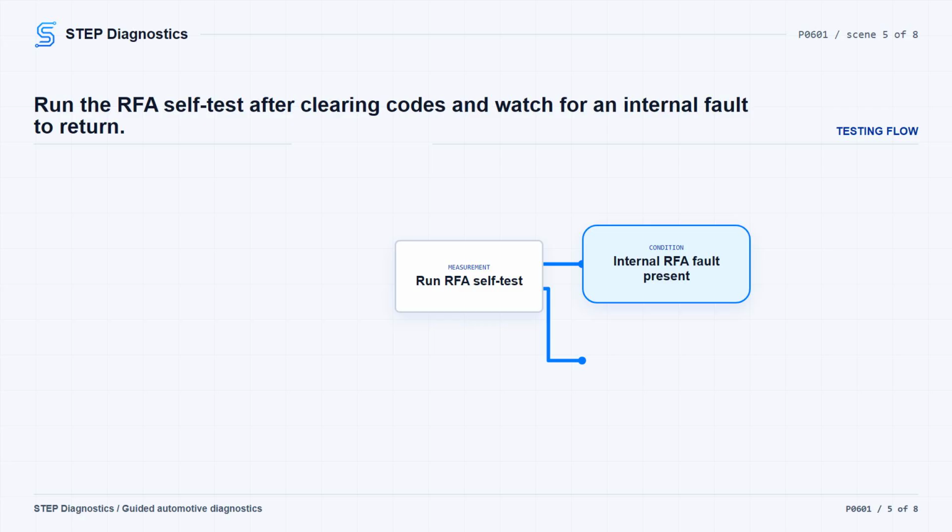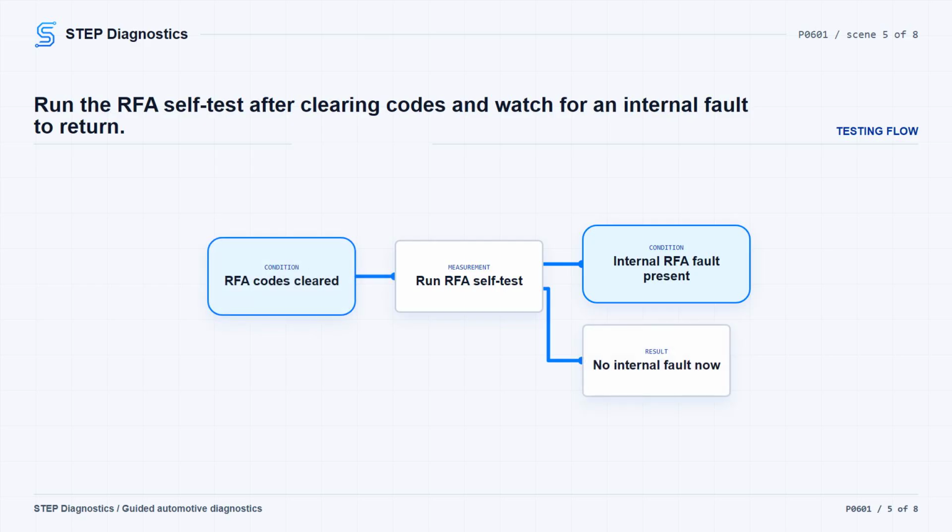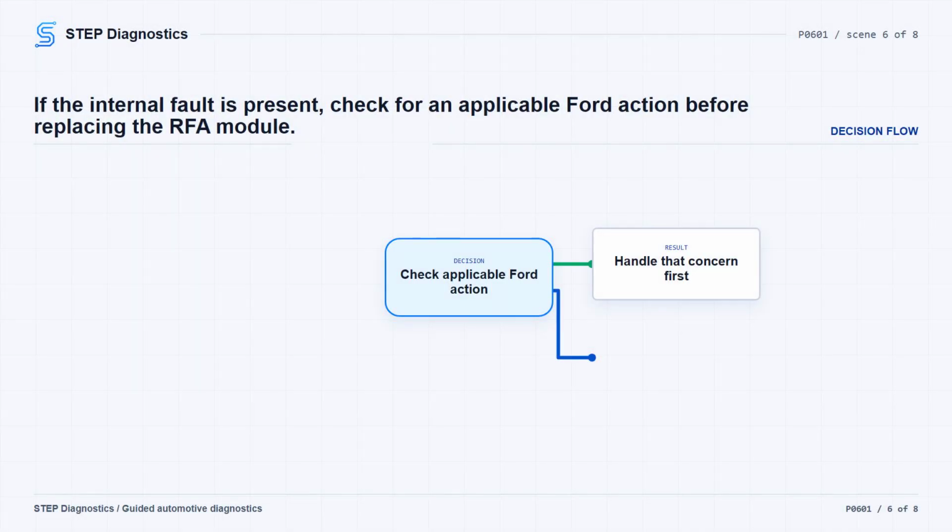Now watch whether the internal RFA fault returns, or whether a related internal RFA module fault is present after the self-test. Keep the related codes as context only. The diagnostic decision is whether the module is still reporting one of those internal faults after a clean, clear, and self-test cycle.